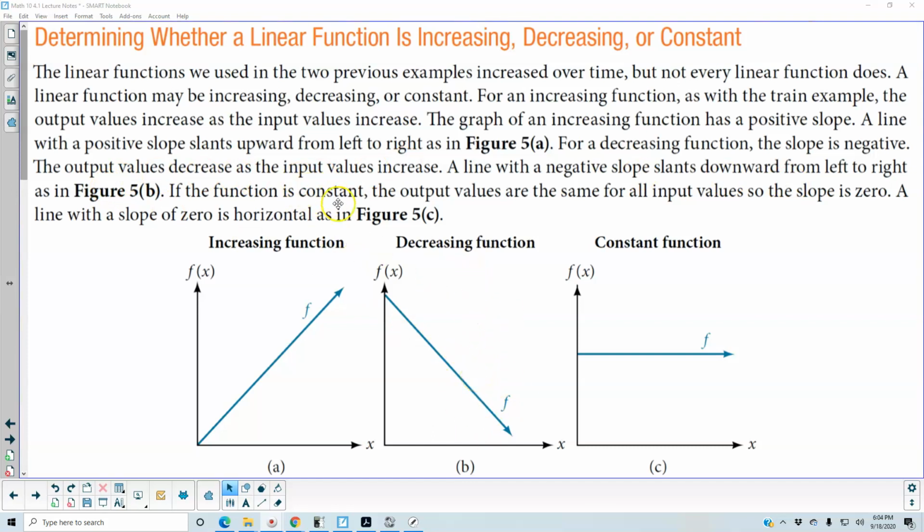Now if the function is constant, then the output values are the same for all input values, so the slope is 0. So a line with a slope of 0 is horizontal, as you can see here in figure 5C.